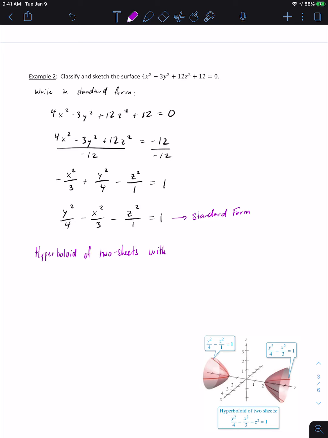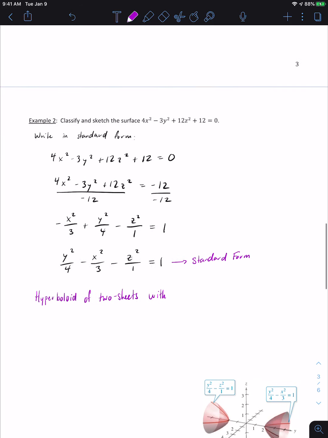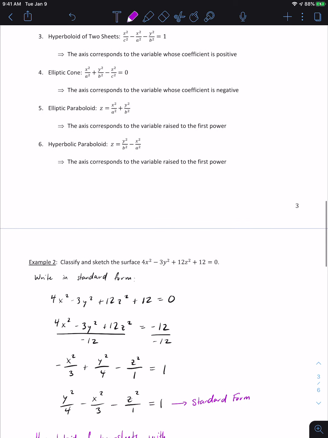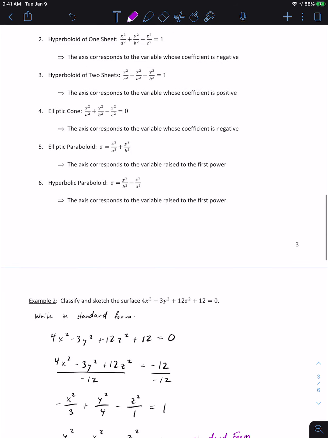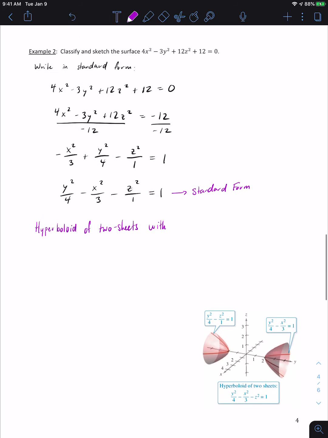And then it's going to be with what axis? Remember, it's the one that doesn't have a subtraction sign, right? So in this case, it is the y-axis. The variable whose coefficient is positive is going to be our axis. So we'll say with the y-axis as the axis of the hyperboloid.